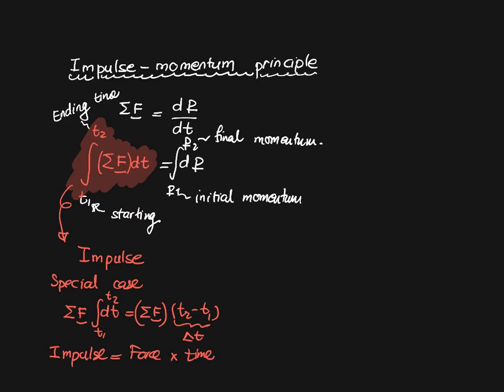This equation is only true when force is constant, and because the impulse equals the integration of F dt, it implies that if we've got the graph of F and t, the area under the F-t graph is going to be the impulse.